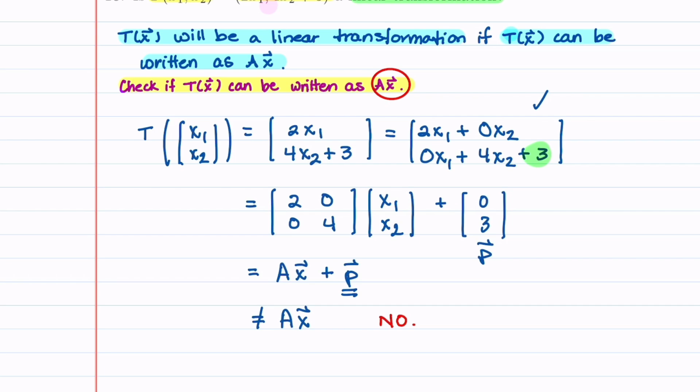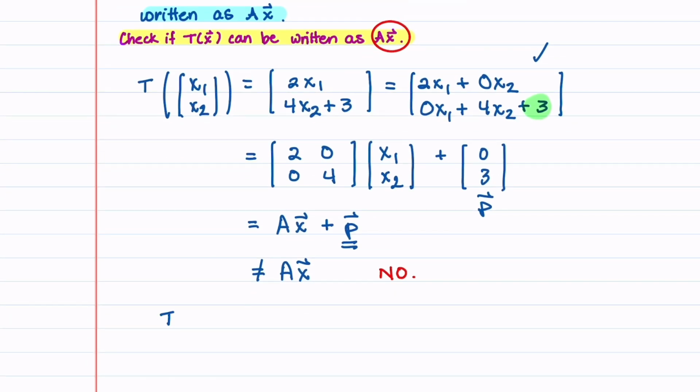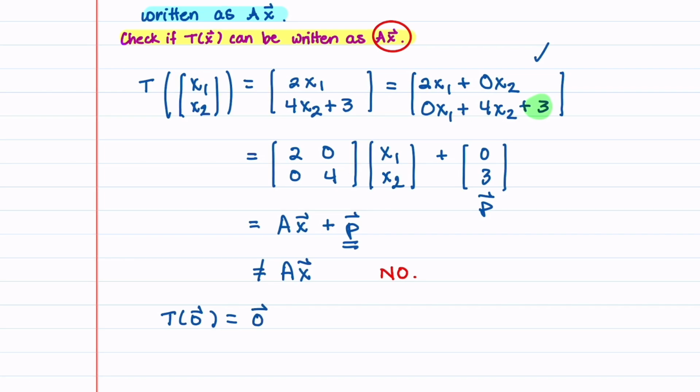The other thing that we could have looked at is what T of 0 is. If a transformation is linear, the idea is that the origin remains fixed. So T of 0 should be equal to 0. When we come up here, and if we plug in that x1 and x2 are equal to 0, you can see that T of 0 is equal to (0, 3), and it's not equal to 0. So the idea is that the origin does not remain fixed, which means that this is not a linear transformation.